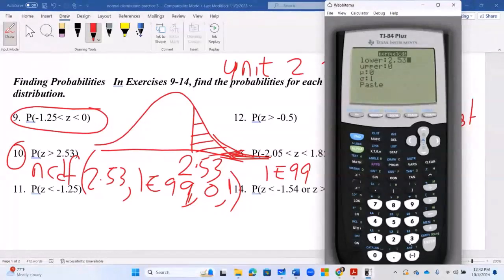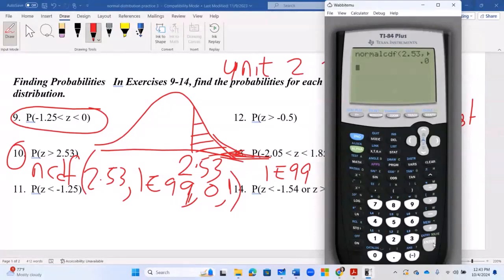The lower bound is 2.53. And then the upper number is positive infinity, so 1e to the power 99. We should not forget that e is under comma, so second comma to the power 99. Arrow down. The mean of a standard normal is 0. The standard deviation is 1. So I'm going to paste. My calculator is asking me, is that what you want? Yes, that's what I want. So I'm going to enter.